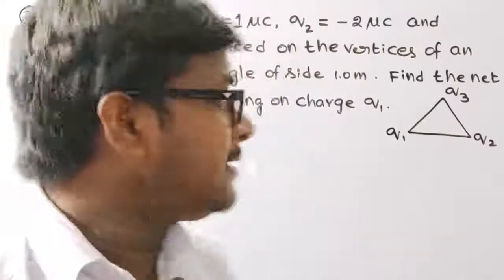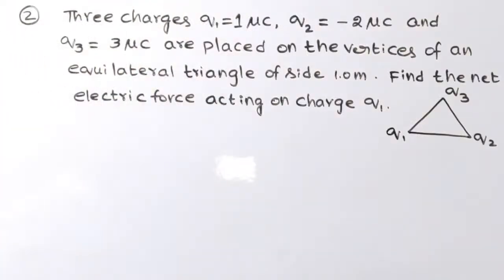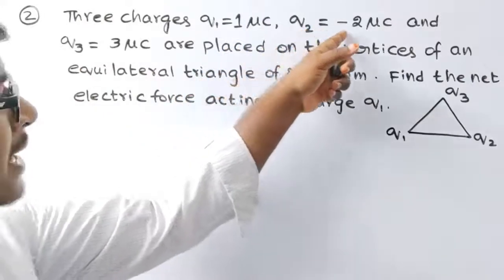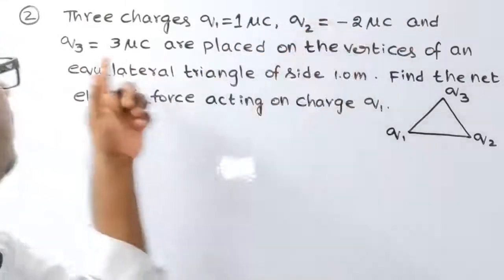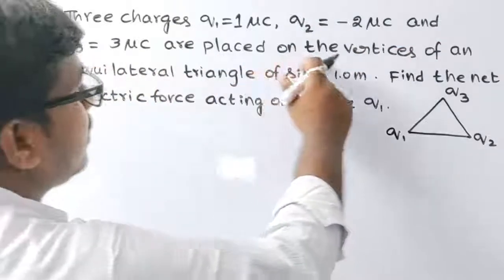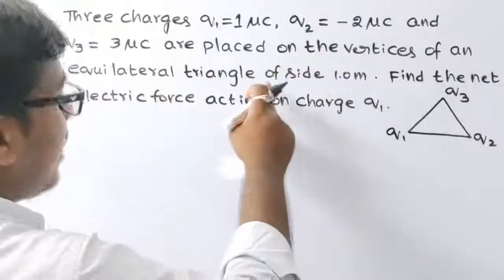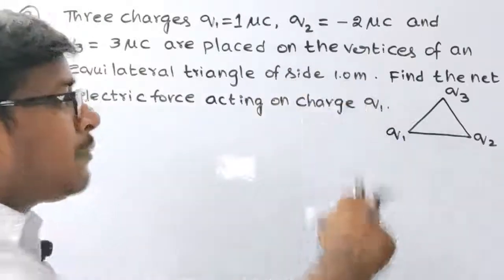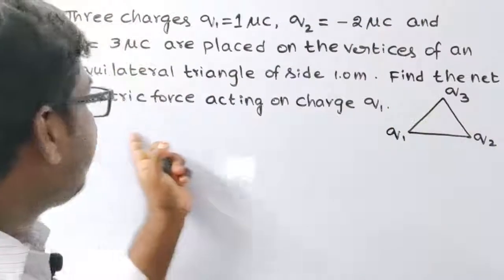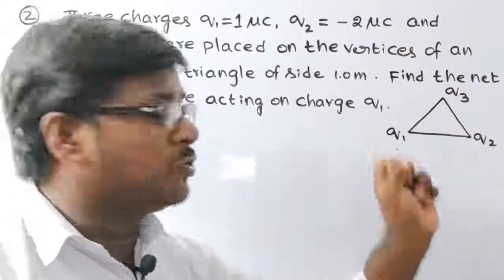Now discuss, students, the second problem. A different problem. Three charges Q1 is equal to 1 microcoulomb, Q2 is equal to minus 2 microcoulomb and Q3 is equal to 3 microcoulomb are placed on the vertices of an equilateral triangle of side 1.0 meter, that is 1 meter. Find the net electric force acting on charge Q1.